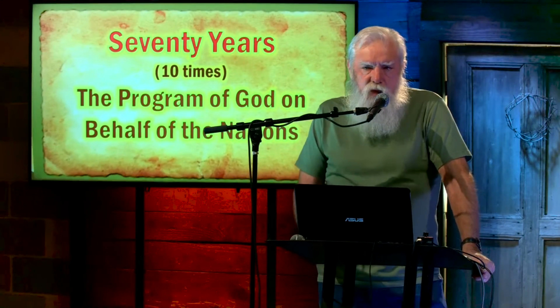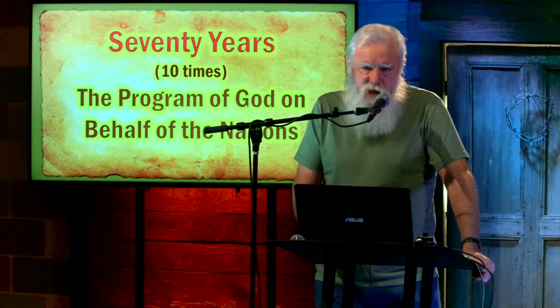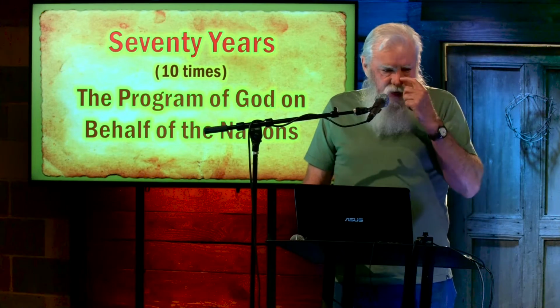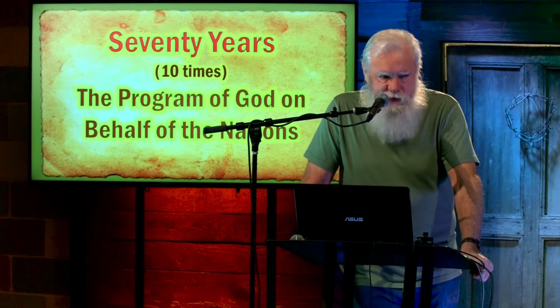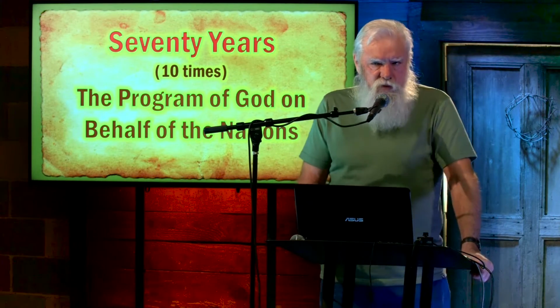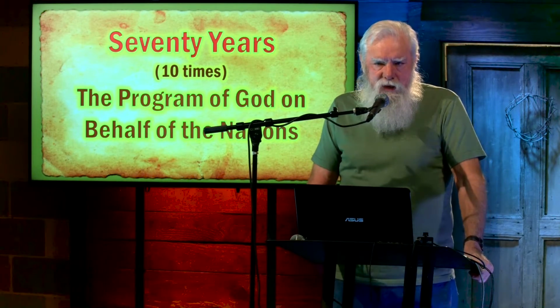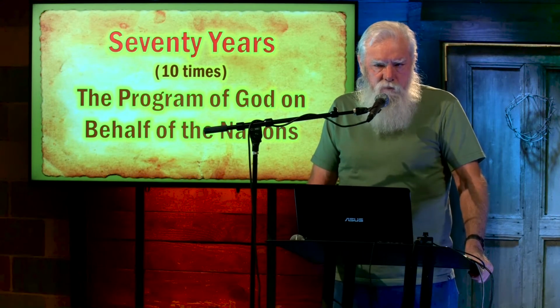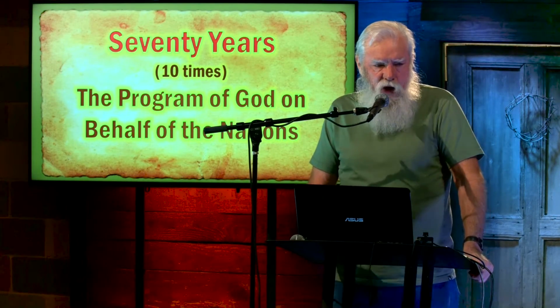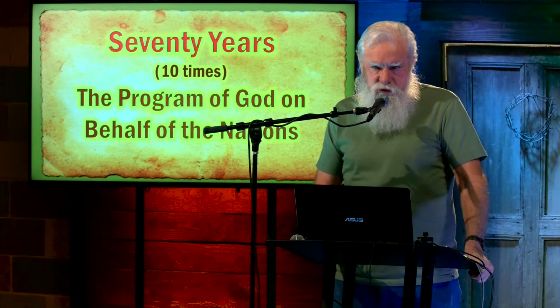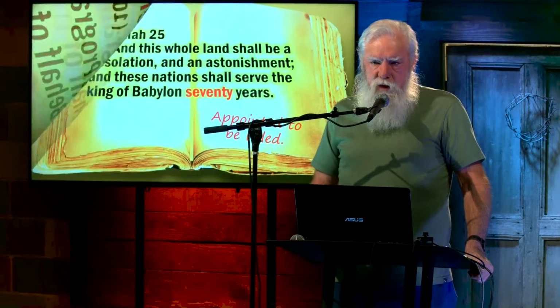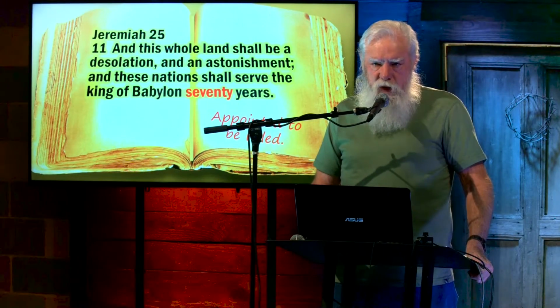Now, there's also 70 years, which appears 10 times, and it has another shade of uniqueness. Do you remember the number 7 is that which God does for man? Okay, 70 is the program of God on behalf of the nations, or the rule on behalf of the nations. And very clearly, 8 out of 10 read this way.